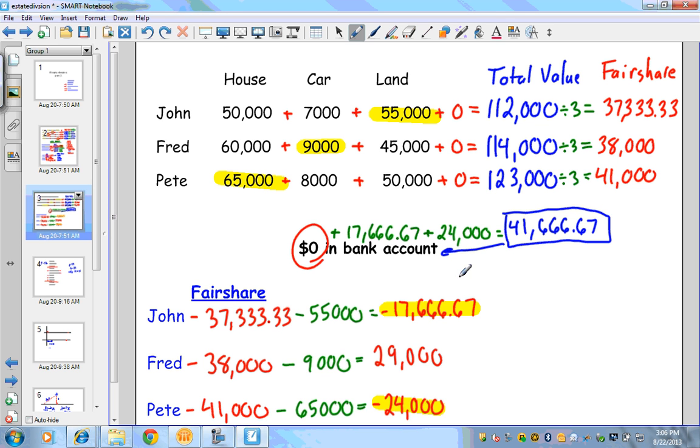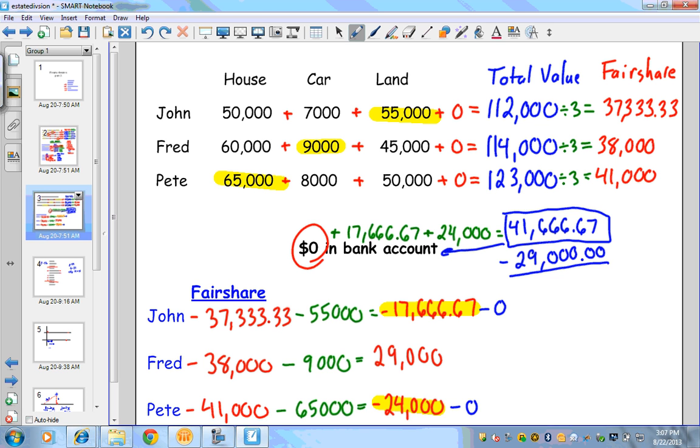Okay, and remember, John and Pete went ahead and paid their debt, so they are down to 0. So John and Pete have broken even. They have no money owed or money coming to them. But if you notice Fred here, he actually has $29,000 that needs to get paid to him. So what we're going to do is take the money in the account, which is $41,000, subtract Fred's $29,000, and pay Fred off.